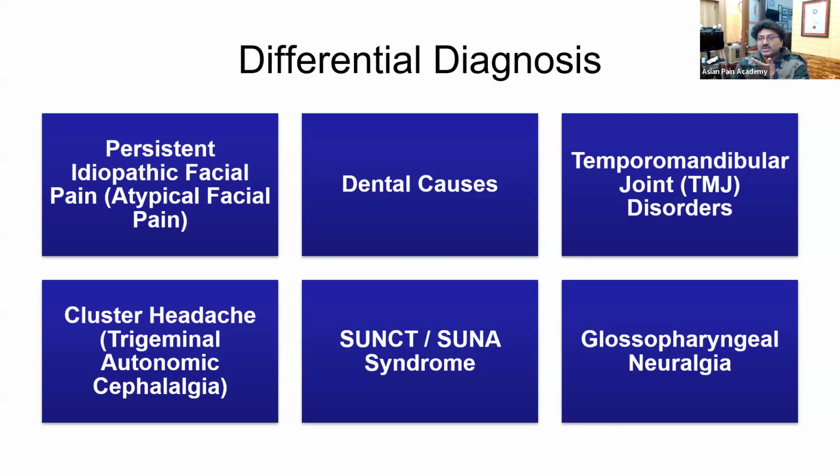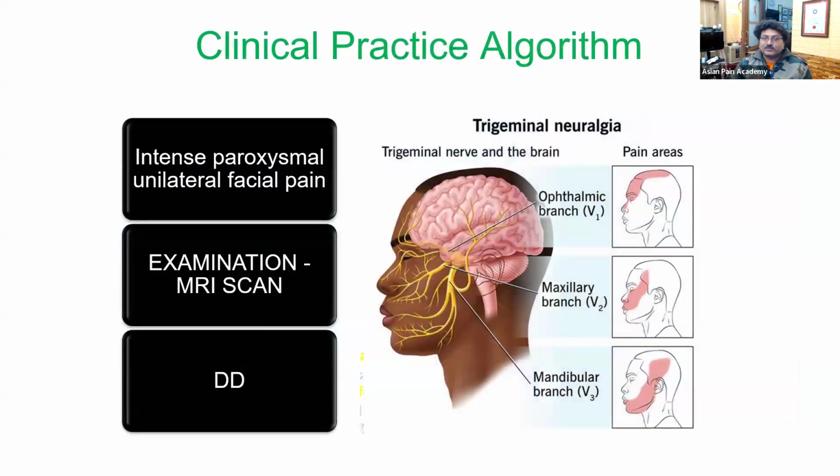If you have any confusion, you can go for a diagnostic block for the Gasserian ganglion, or specifically you can go for the mandibular division of the trigeminal nerve, and also for the glossopharyngeal nerve diagnostic block, to make out which type of neuralgia the patient is suffering from.